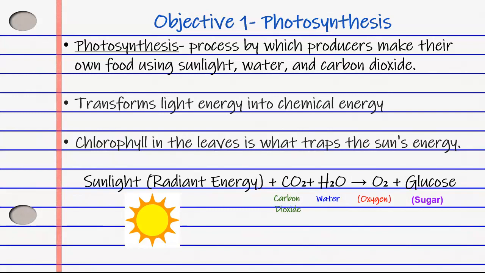Okay. So what goes into it? Sunlight, carbon dioxide, and water. What comes out of it? Oxygen and sugar. If you need to, go ahead and pause the video right now so that you can catch up with the notes.